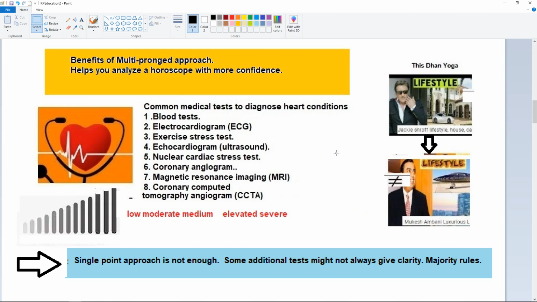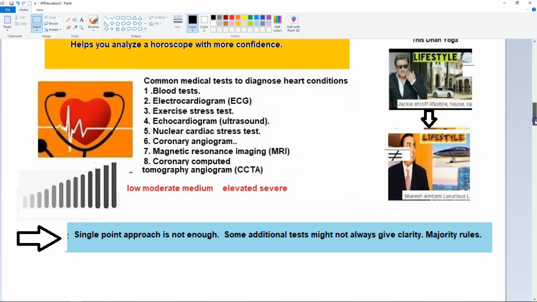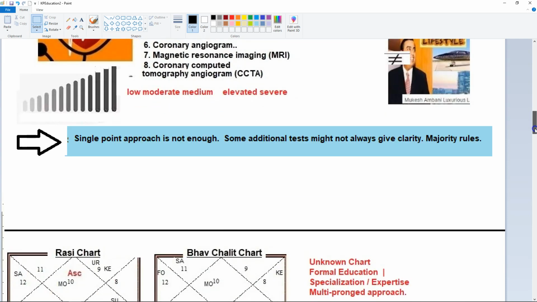So when you take a multi-pronged approach, then you might be able to assess more in terms of the scope or the degree or the strength. This is what I call a multi-pronged approach. And now let's try to apply this to our unknown horoscope and try to find out the education and the strength of specialization in that horoscope.